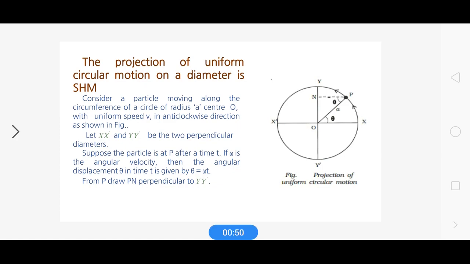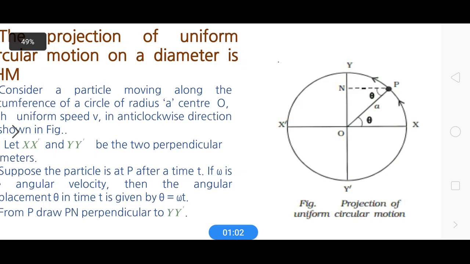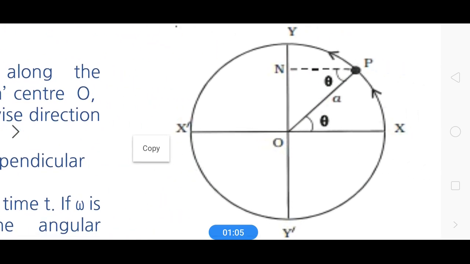The particle is initially at point X, and after t seconds it is shifted to point P. The angular displacement covered by the particle is theta, and the position of the particle is now at P.